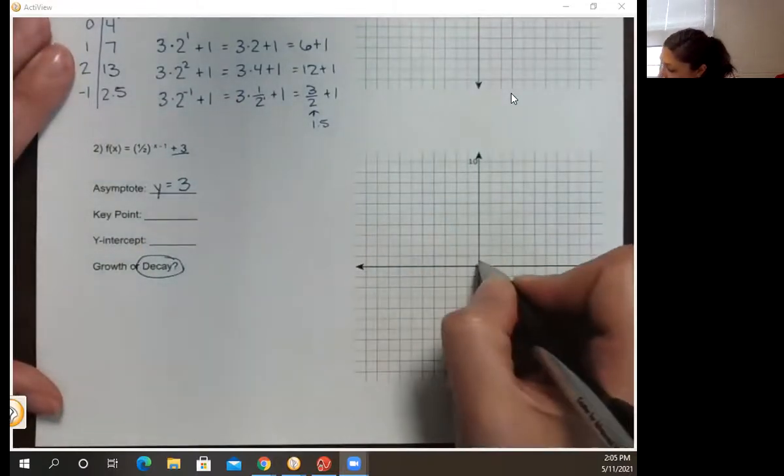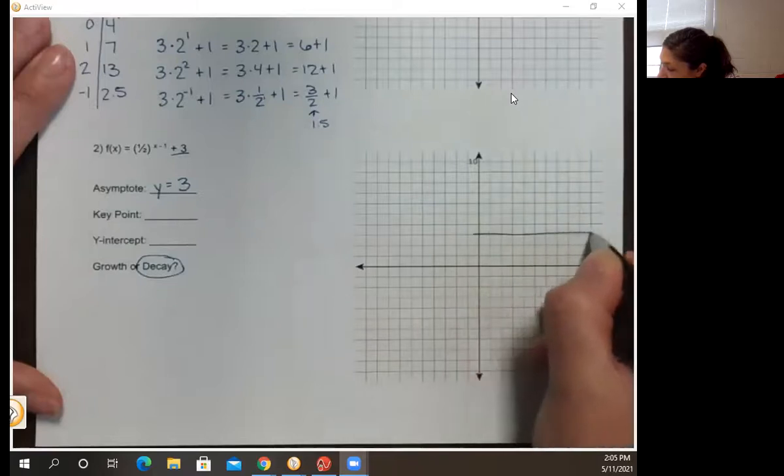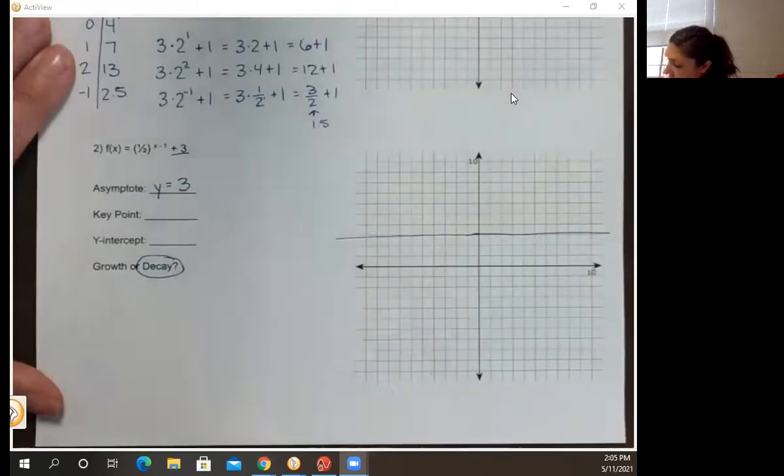Now I'm going to graph that. So I'm going to go up to where y is 3 and stretch that all the way across the graph for my asymptote.